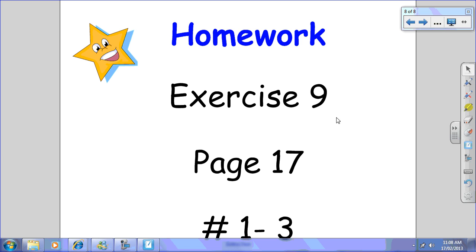And before class tomorrow, you should be able to finish exercise 9, page 17, number 1 to 3.